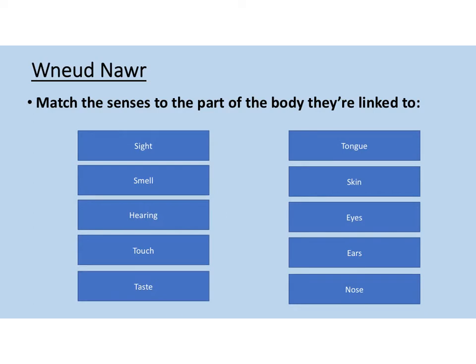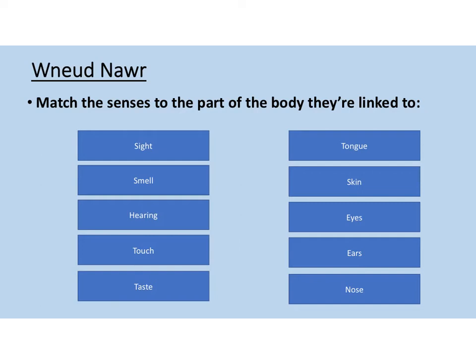So your do now activity for today is about the senses. I would like you to match each of these senses to the body part they're linked to. There's 5 senses, 5 body parts, so you can just match the arrows up, and then we'll go through the answers in a second.